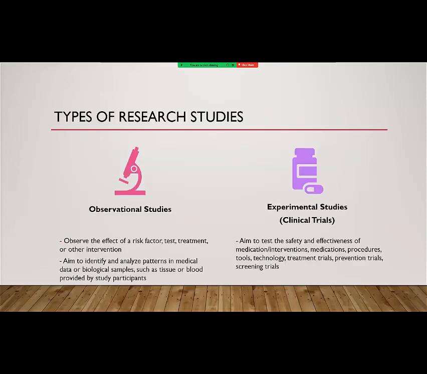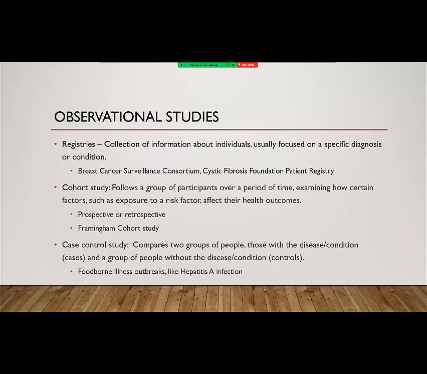Okay, so we have mainly observational studies, and then we have experimental studies or clinical trials or interventional studies. Those all kind of mean the same thing for the purposes of this webinar. But observational studies, like it says, you observe the effect of either a risk factor, a test, a treatment, or other intervention. And the point of this is to identify and analyze patterns in the data. And experimental studies or clinical trials are aiming to test the safety and effectiveness of whatever the treatment or intervention is. And let me go ahead and give you a few examples and definitions here.